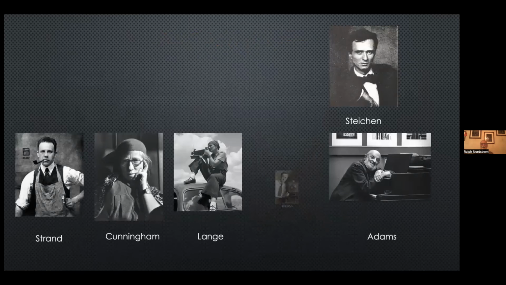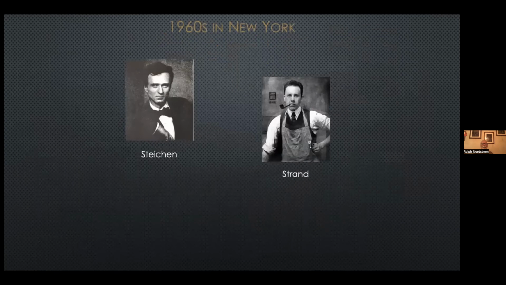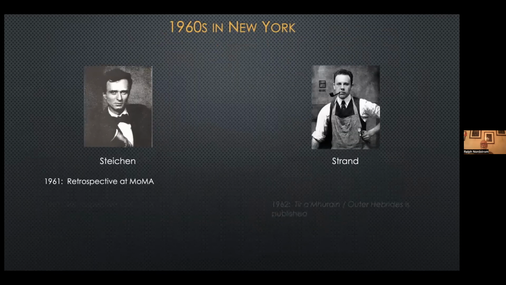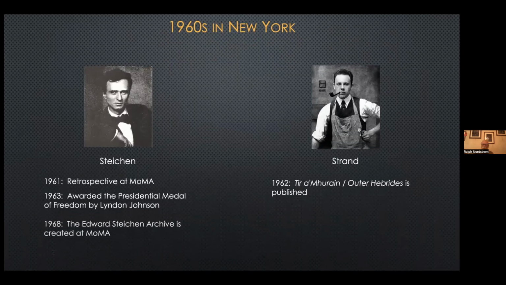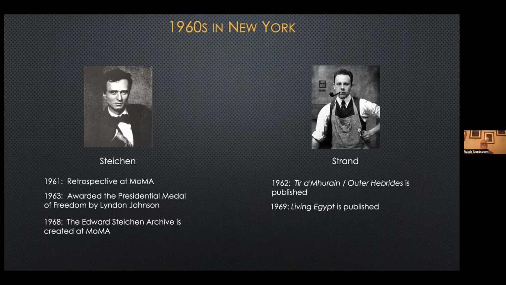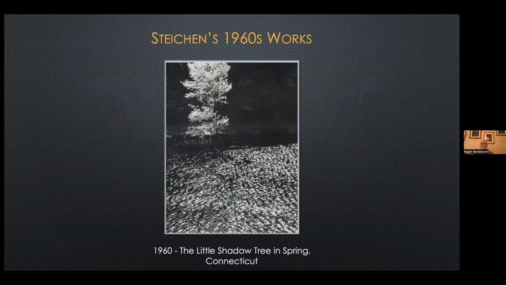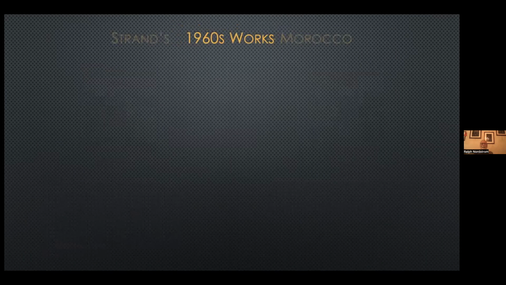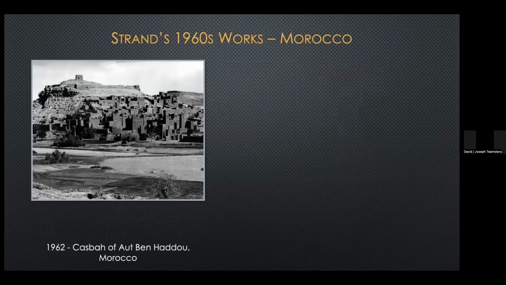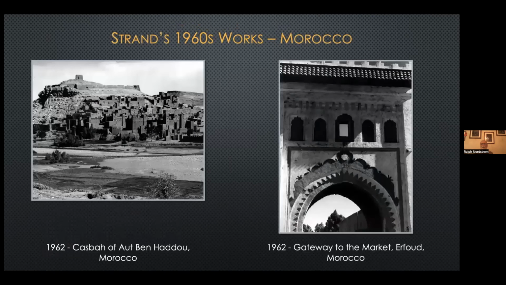Now we're in the 60s, and we lost Weston, so we still have Steichen and Strand. Strand is doing his things, traveling around, writing books. And Steichen receives the Presidential Medal of Freedom from Lyndon Johnson. Okay. Steichen's still photographing, and Strand does work here in Monaco.